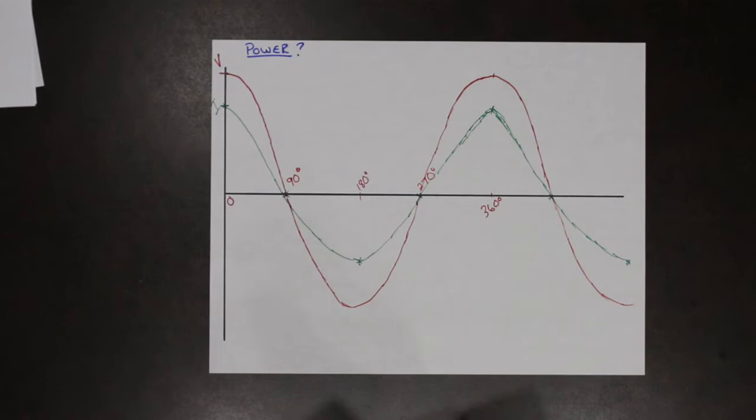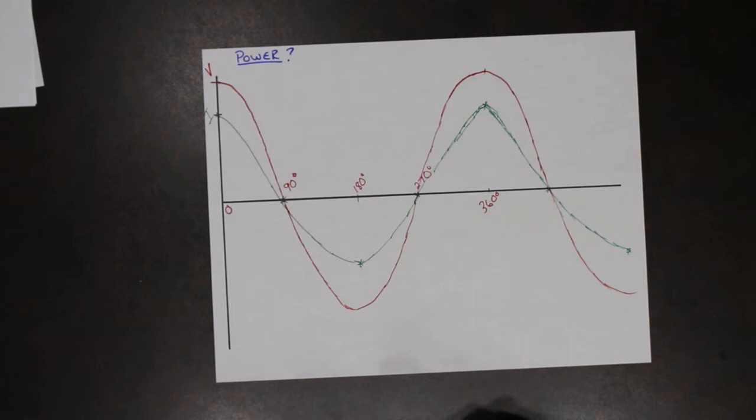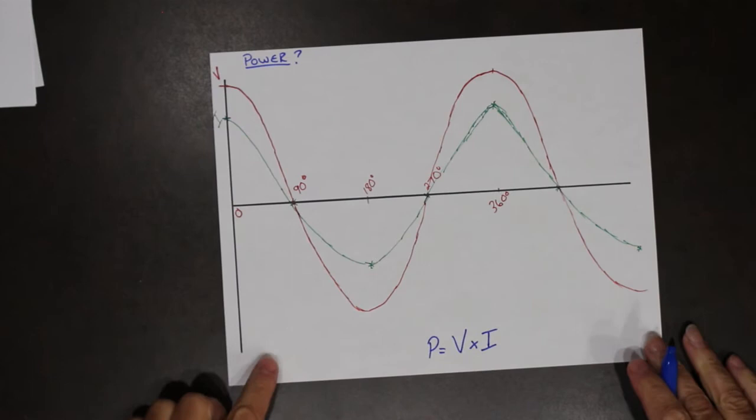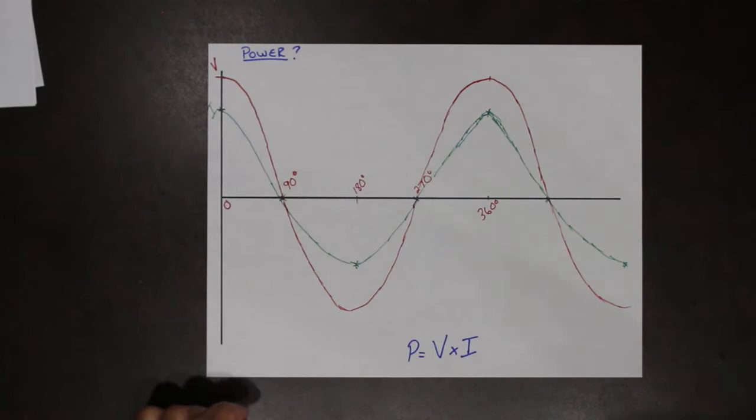So what does the power waveform look like? Well, from Tech 101, you should remember that power is equal to voltage times current. So, I have a voltage waveform and I have a current waveform. So, what would my power waveform look like?